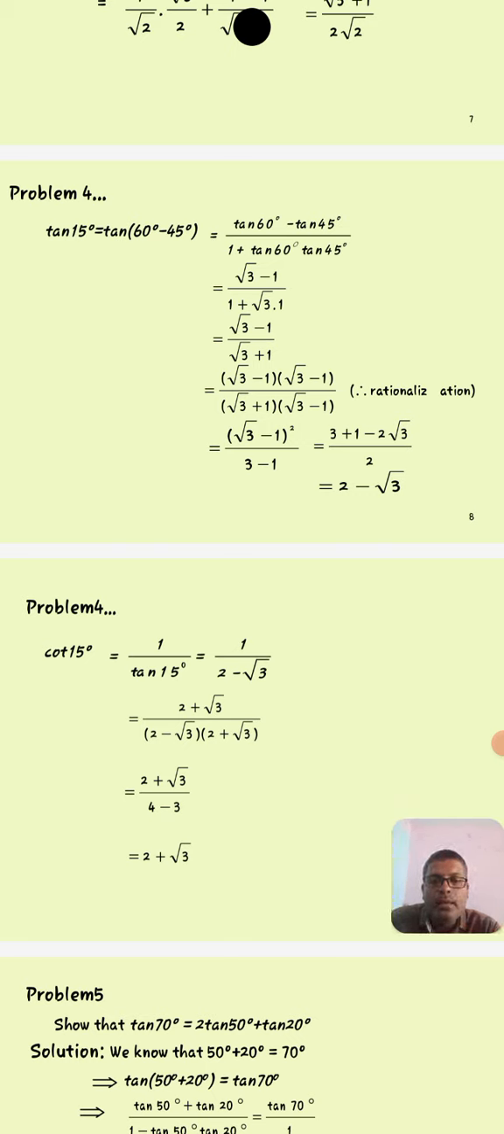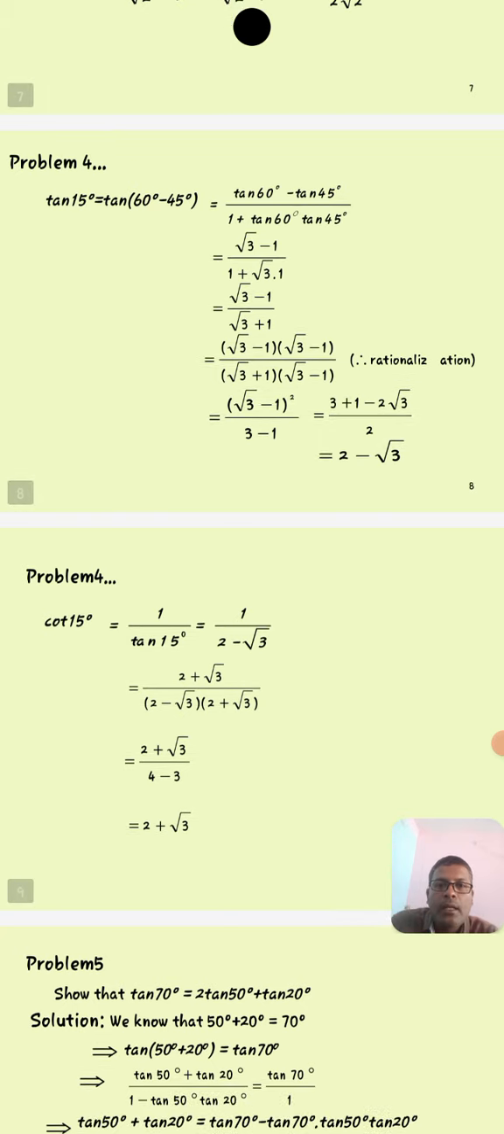How can we apply it here? Tan 60 minus tan 45 divided by 1 plus tan 60 into tan 45. That is, tan A minus tan B divided by 1 plus tan A into tan B. What is tan 60 minus tan 45? Then we write root 3 minus 1 by 1 plus root 3 into 1. So root 3 minus 1 by root 3 plus 1. We can do the rationalization. We get root 3 minus 1 by root 3 plus 1 into root 3 minus 1 by root 3 minus 1. We get root 3 minus 1 whole square divided by 3 minus 1.